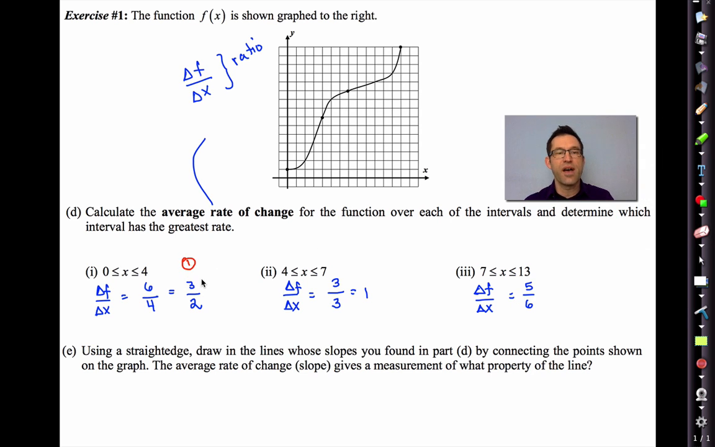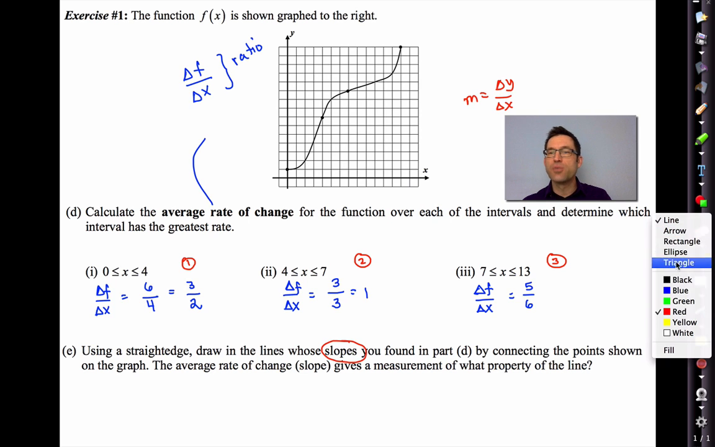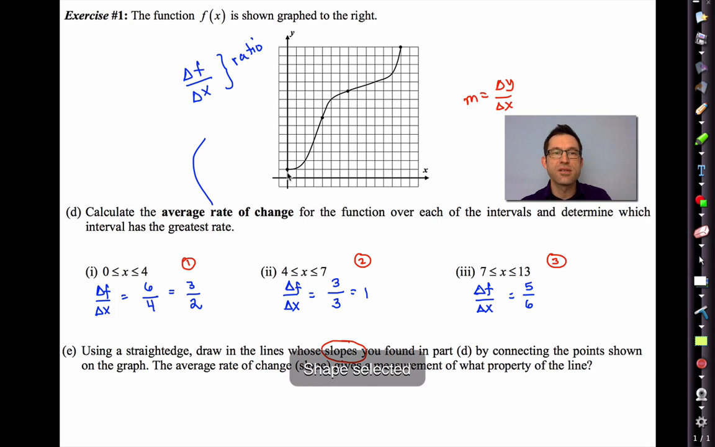Well, that's where it's going the fastest, right? And that's actually the second fastest, and that's the third fastest. Now, in each case, what we've really found are slopes, right? That is slope. Isn't slope the change in y divided by the change in x? But this isn't a line, right? But there are lines whose slopes we just calculated. For instance, the first one is the slope of that line.